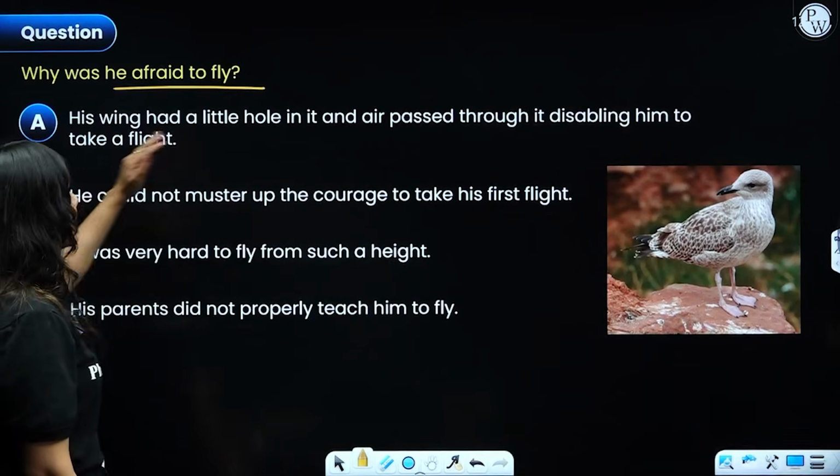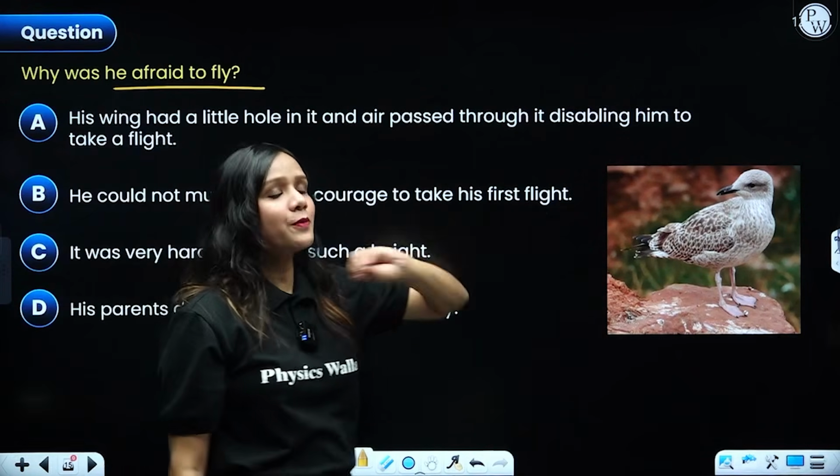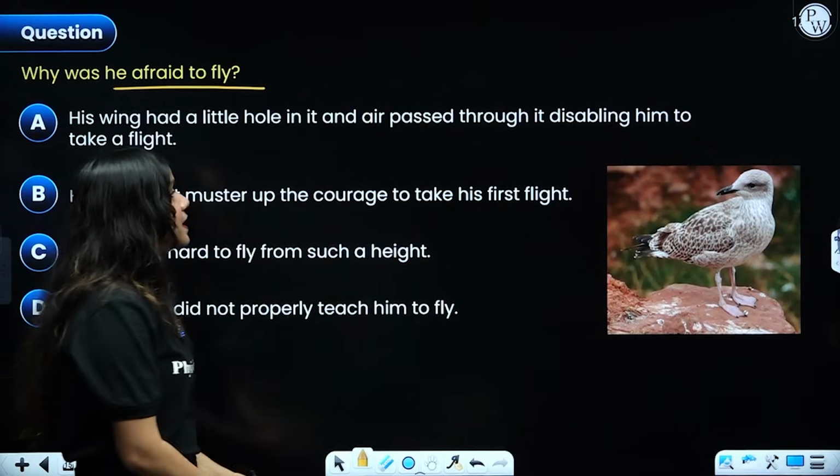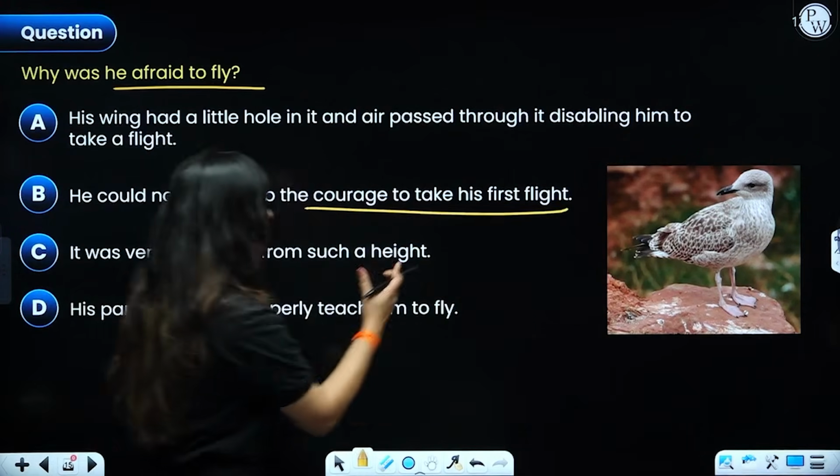So his wings had a little hole. Not at all. There was no problem with him. There was no problem with his wings. He could not muster up the courage. Definitely this. Let's read another part also.